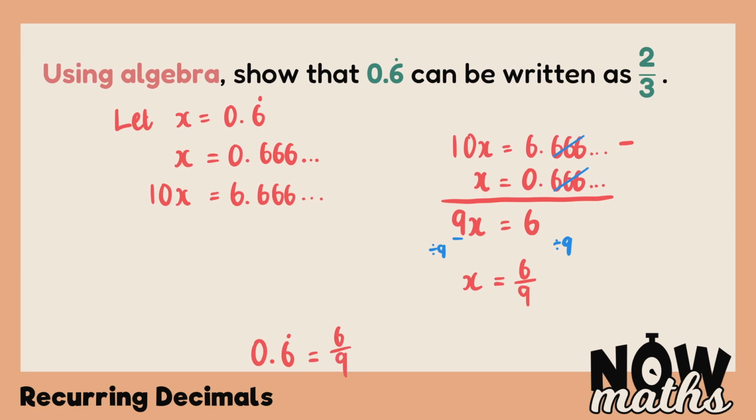The question asks us to show that 0.6 recurring can be written as 2/3, and actually if we look at 6/9, we can simplify 6/9 by dividing by 3, and 6 divided by 3 is 2, 9 divided by 3 is 3, so 6/9 is the same as 2/3, which is the same as 0.6 recurring. So we've now showed that 0.6 recurring can be written as 2/3.